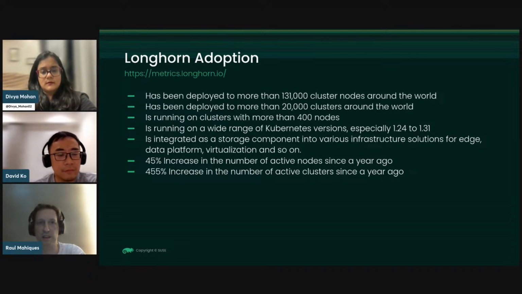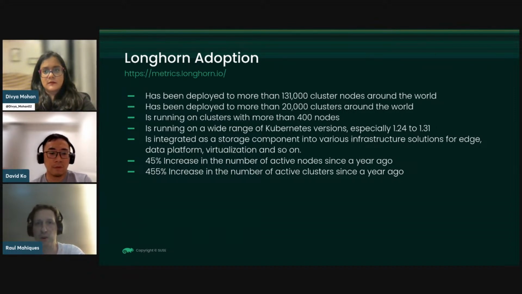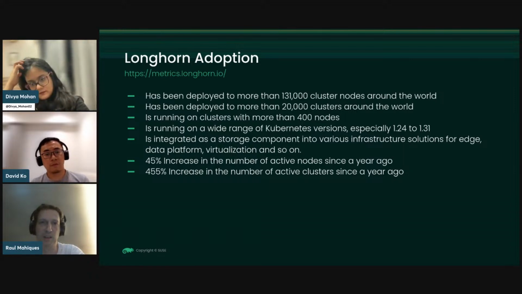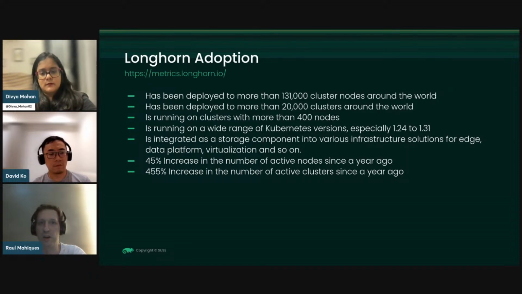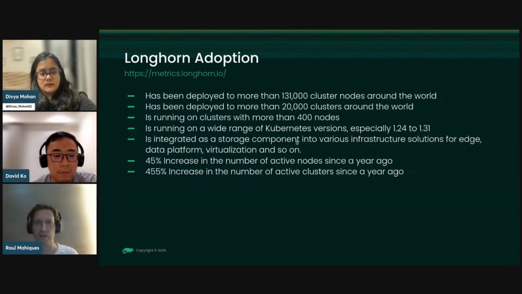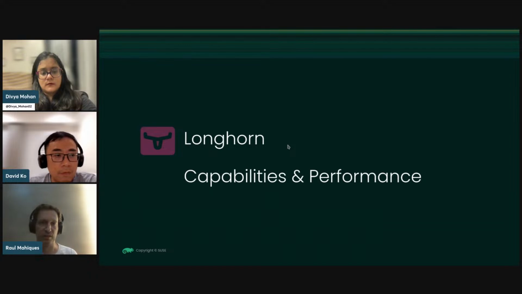Since last year, we saw a 45% increase in the number of active nodes that run Longhorn components and a whopping 455% increase in the number of active clusters using it. If you wonder where these numbers come from, most of them can be found at metrics.longhorn.io. You have the URL on the top. And now I'm going to pass it to David, who is going to talk about Longhorn capabilities and performance.